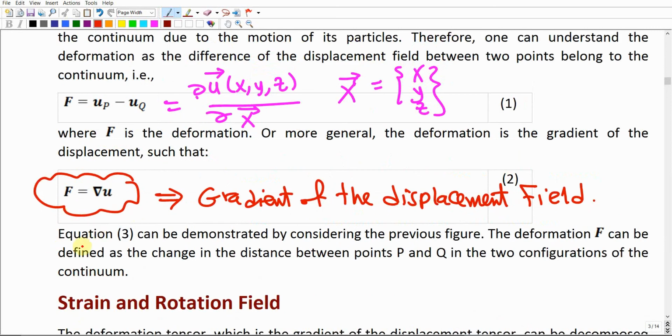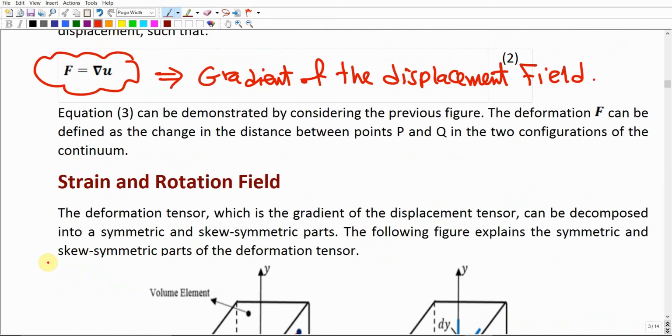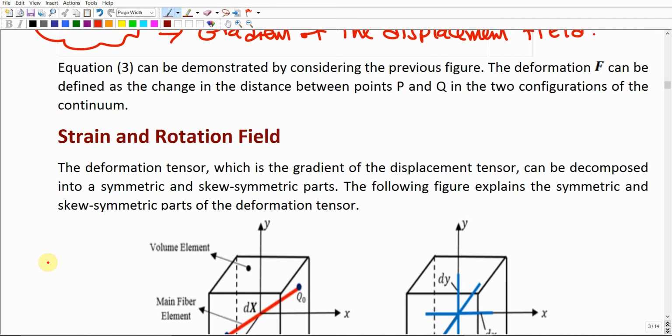That's why this deformation is a kinematical parameter that describes the changes in the object because of the external forces. That's why it is classified as a kinematical parameter. Make sense? In addition to the deformation, there are the strain and rotation fields. As we said, the deformation can be described in the form of strain, or changes in the dimensions and the shape, or rotation. So we have two things, and that's why here we're gonna discuss two things as well: the strain and rotation fields. Make sense?